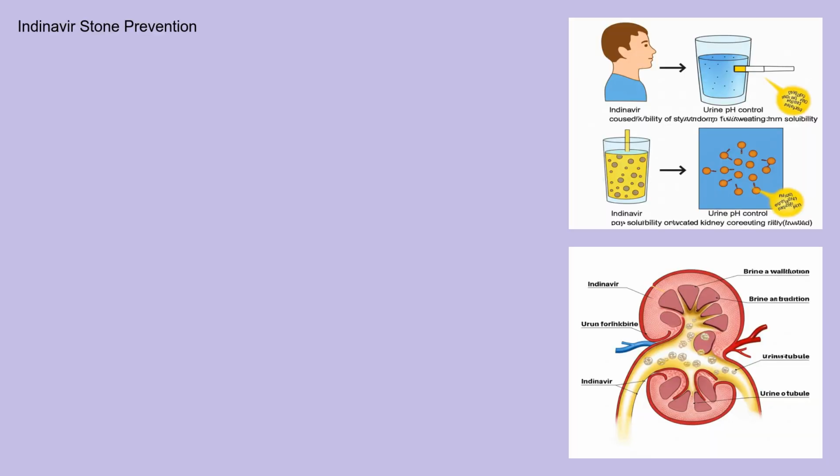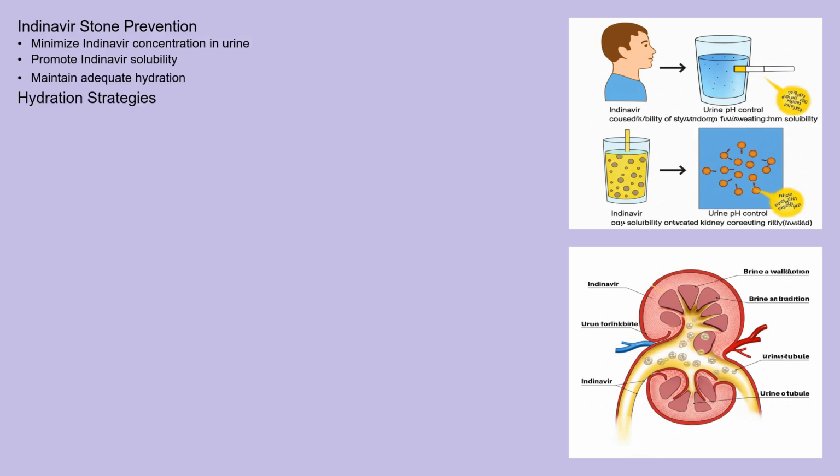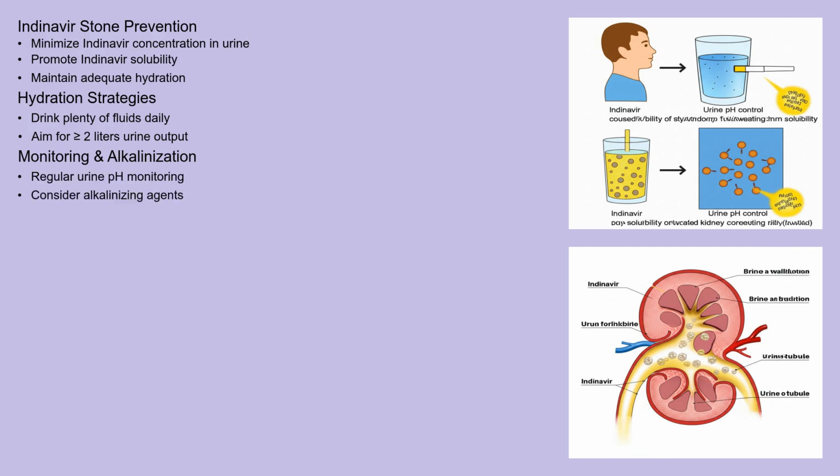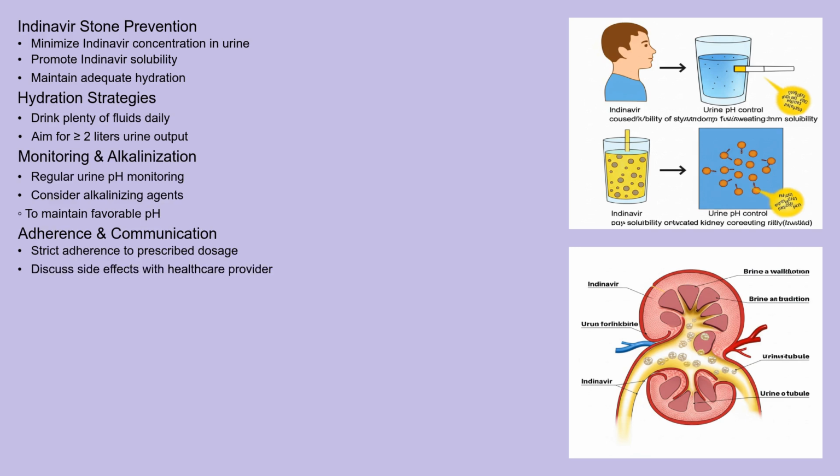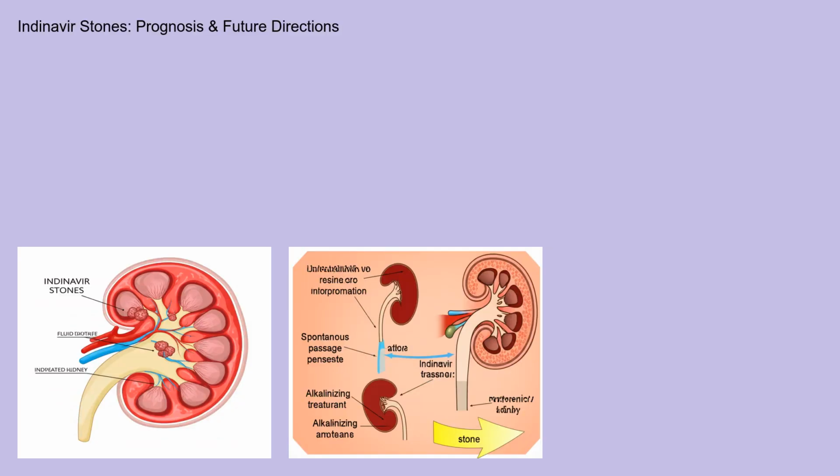Prevention of Indinavir stones focuses on minimizing the concentration of Indinavir in the urine and promoting its solubility. This includes maintaining adequate hydration by drinking plenty of fluids throughout the day, typically aiming for a urine output of at least 2 liters daily. Regular monitoring of urine pH is also recommended, and alkalinizing agents may be prescribed to keep the urine pH within a favorable range. Patients should also adhere strictly to their prescribed Indinavir dosage and discuss any concerns about side effects with their healthcare provider. The prognosis for individuals with Indinavir stones is generally good, particularly with prompt diagnosis and appropriate management.